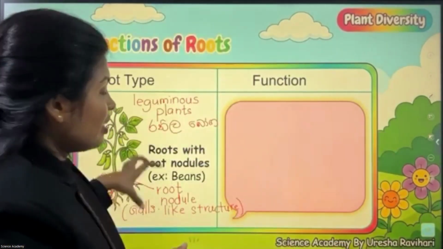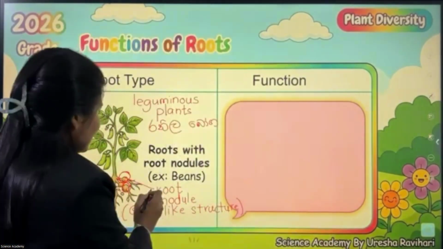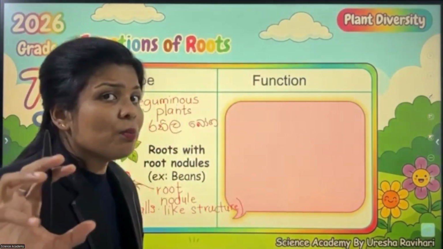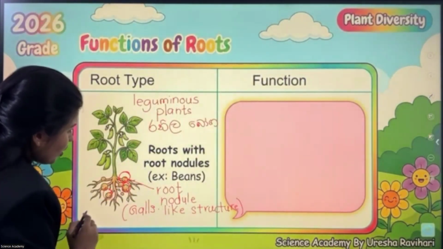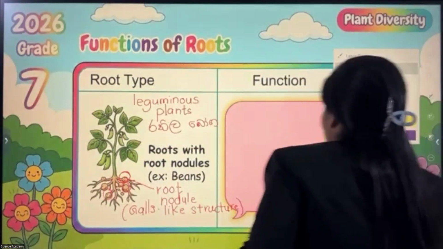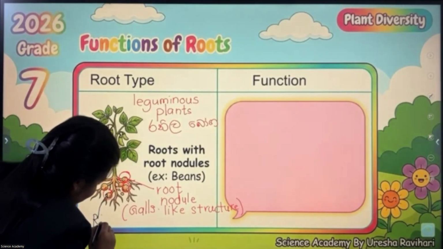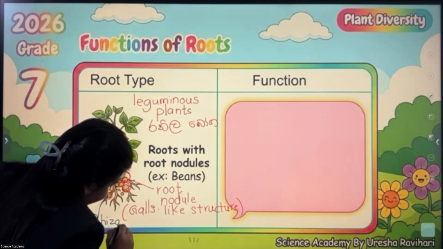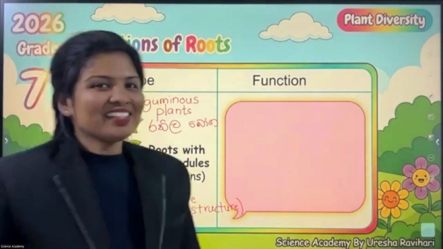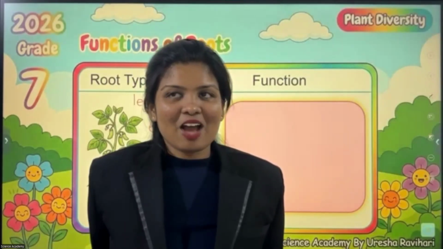So then, children, what do these root nodules do? Inside these root nodules, there is a bacteria called rhizobium. Children, do you have good friends? Yes.